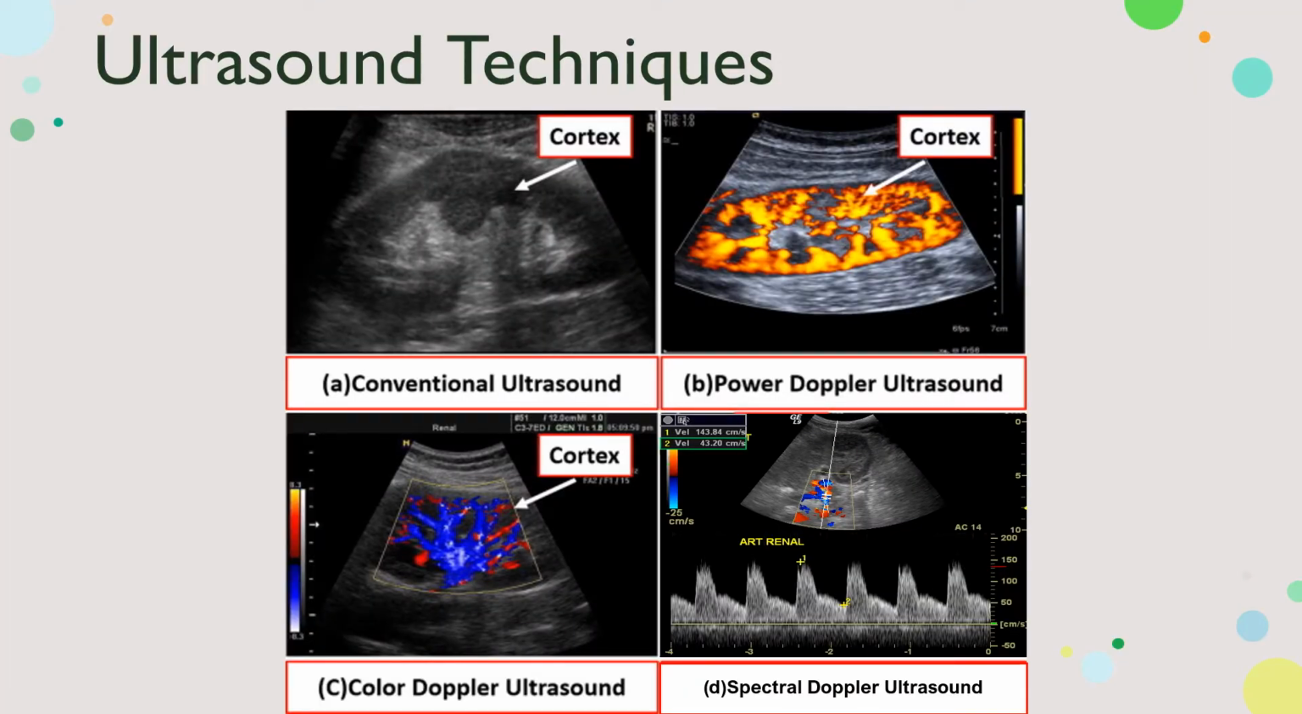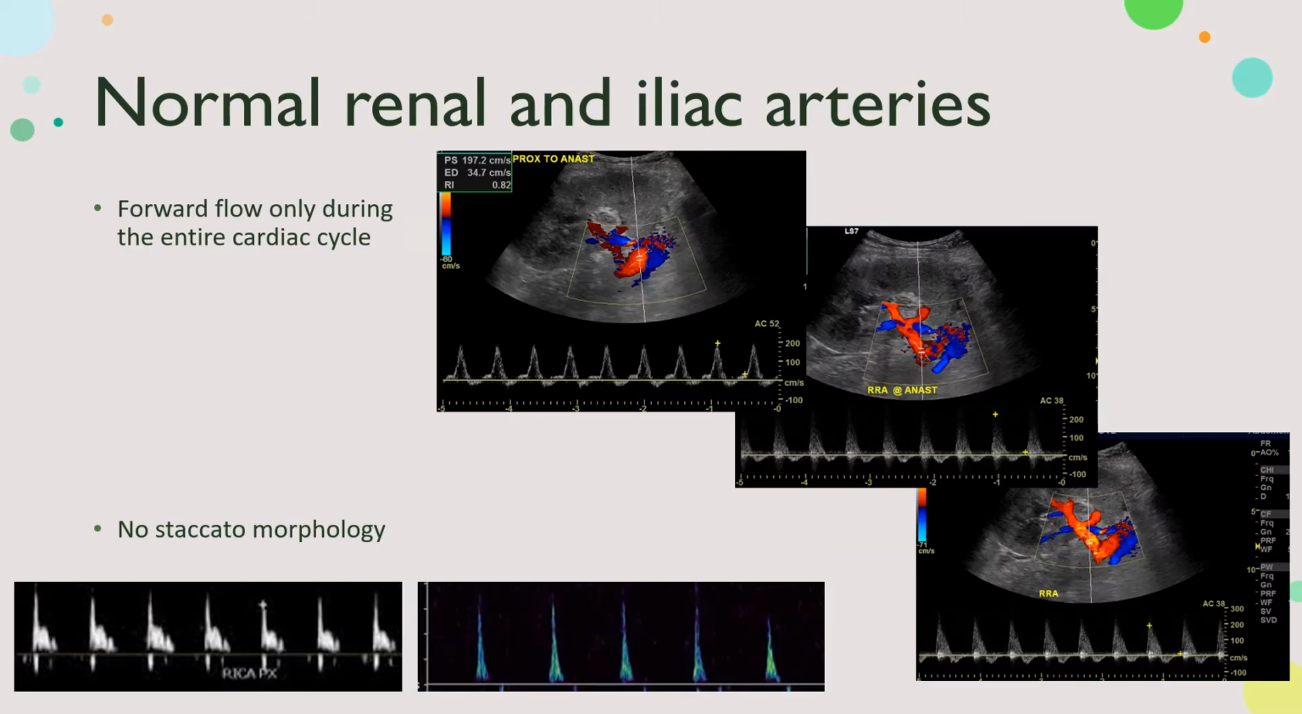So we have 4 techniques that we're going to use. We've been using 3, which are grayscale, color Doppler, and spectral Doppler, but now we're going to be adding power Doppler. And you can see in this image that there really is flow all the way to the cortex, and that's important. That's something we should be reporting. Cortical necrosis is certainly something we need to be ruling out on ultrasound, and we just aren't doing it with what we're doing now.